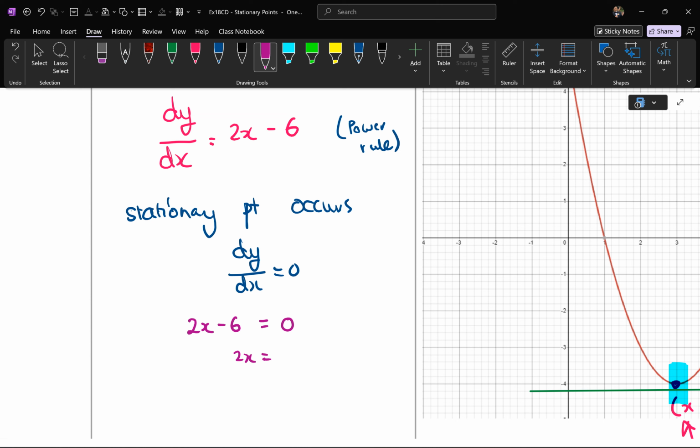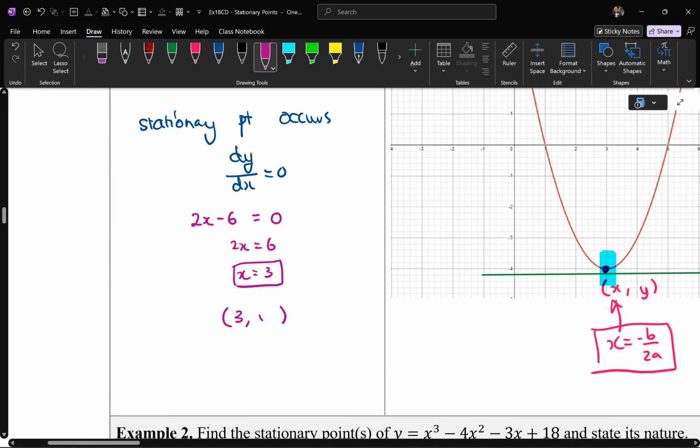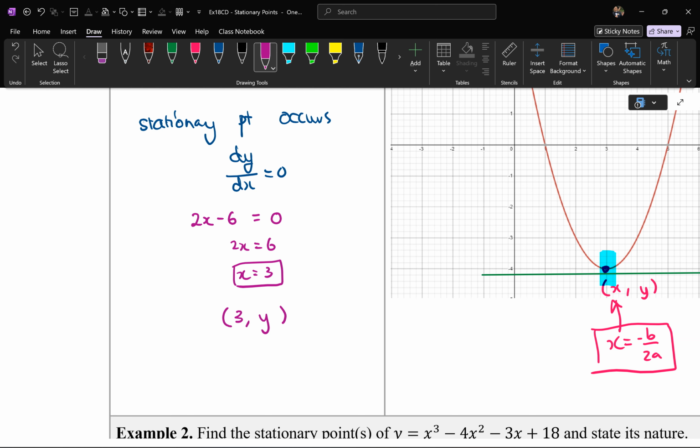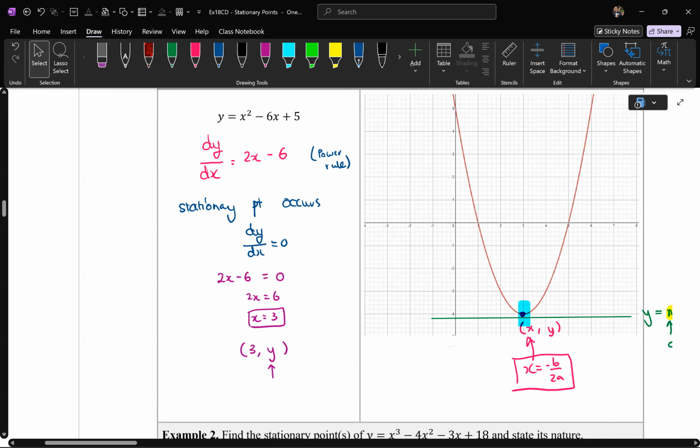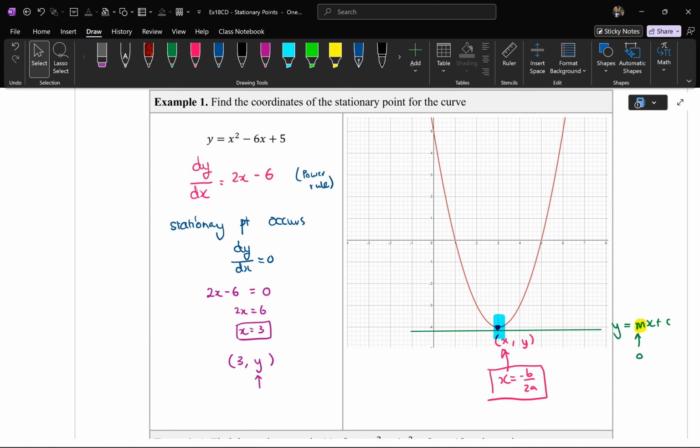So here we go. Add 6 on both sides. Divide both sides by 2. X equals 3. What does that mean? This means that we now know when the x coordinate is 3, which we don't know what the y coordinate is yet. We just know when x is 3, the gradient will be 0. Okay? Now, how do you find the y coordinate again? In this step here, a lot of students mess up. I see it all the time. It's because they're not thinking about what the mathematics is doing.